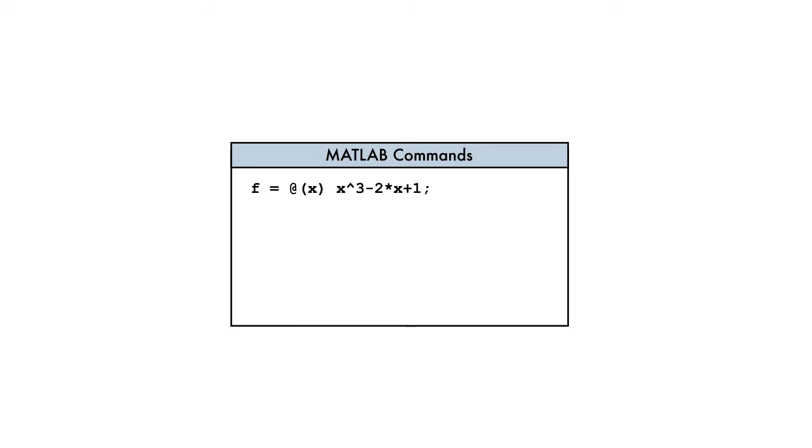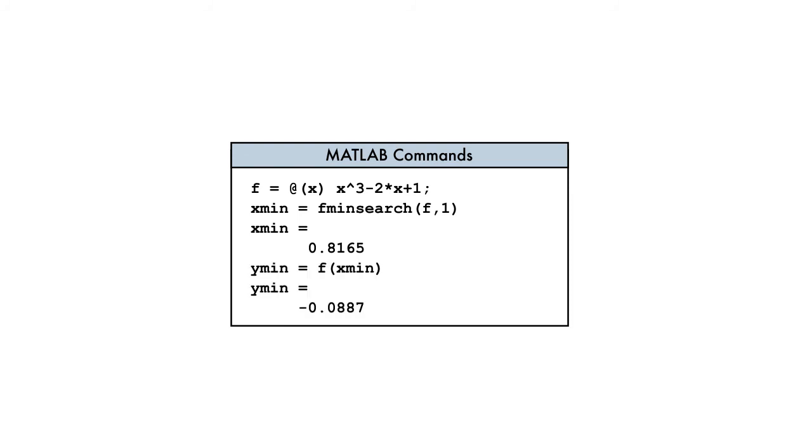When this command is entered, the result is a variable of a new type called a function handle. We've named ours f. The function handle provides a way to pass the anonymous function as input to fminsearch, which uses the input function to compute polynomial values. Note that we can also use the function handle variable to call our anonymous function by providing an input argument.